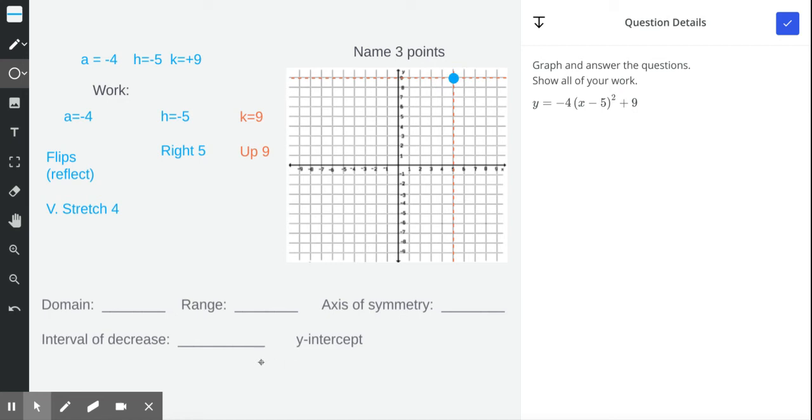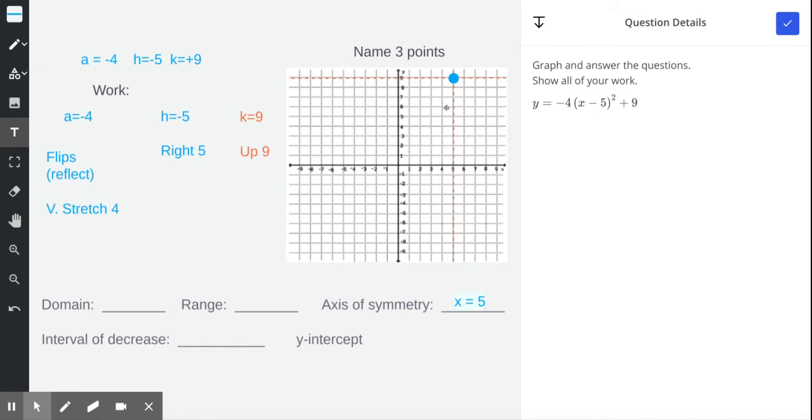All right, so let's see. Does it ask me to do anything with axis of symmetry? So I graph my axis of symmetry. That's the vertical one. So remember, axis of symmetry needs to be an equation. X equals 5.